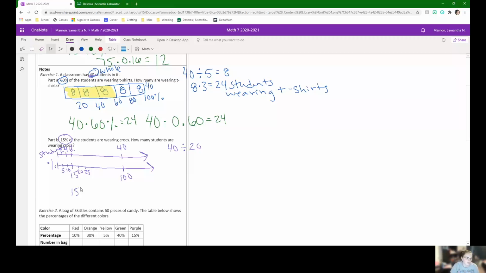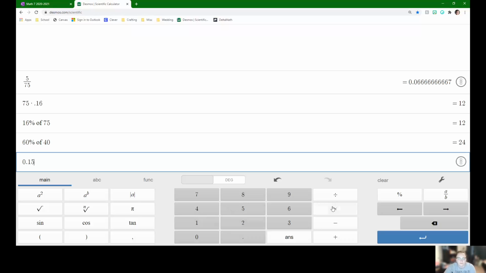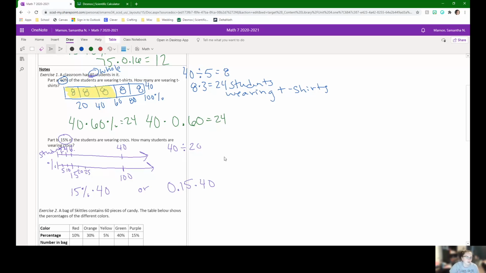So we can really just do 15% times our total of 40 students. Or if we're not using the calculator that has the percent button on it, the TI-34, we just need to change it to a decimal. So it's 0.15 times 40. And we can type that on our calculator. So I can do 0.15 times 40, and I get 6. If I wanted to just type in 15% of 40, I can do that too and still get 6. So no matter which way we do it, we get 6 students wearing Crocs.